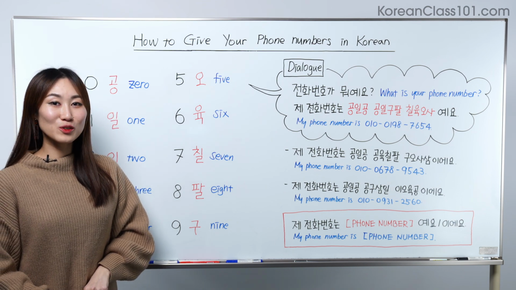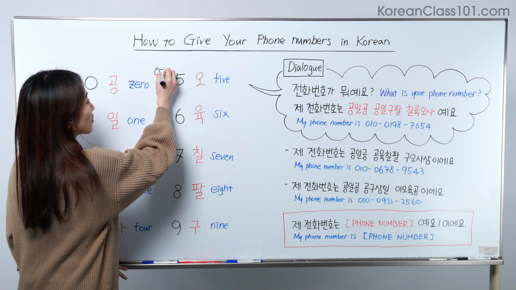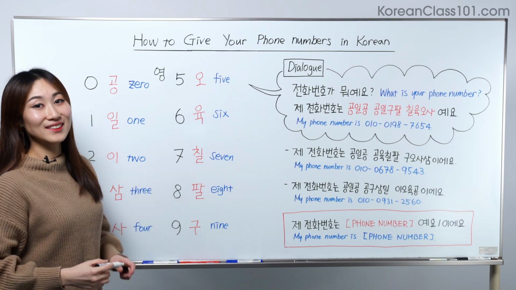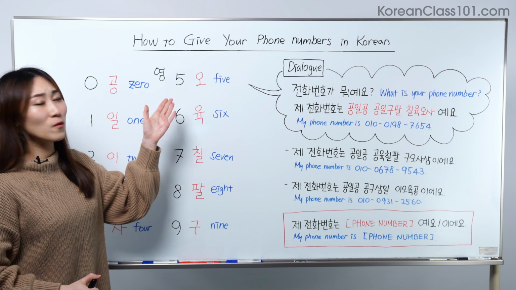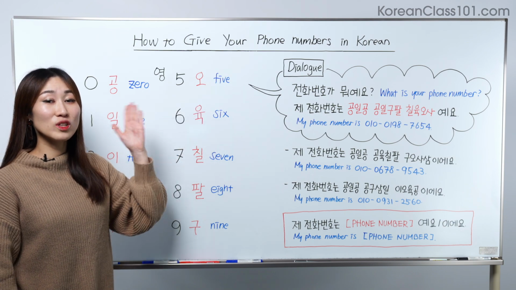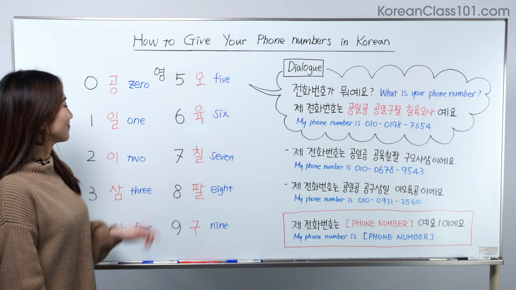There is another way to say 0 in Korean, which is 영. But 영 is not often used for phone numbers. So when you give a phone number, please remember 공.